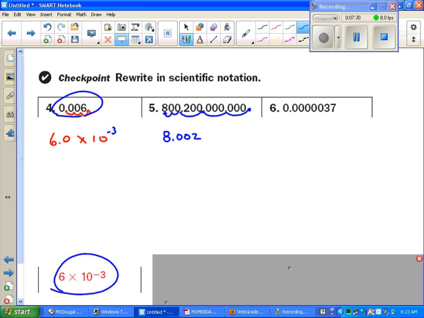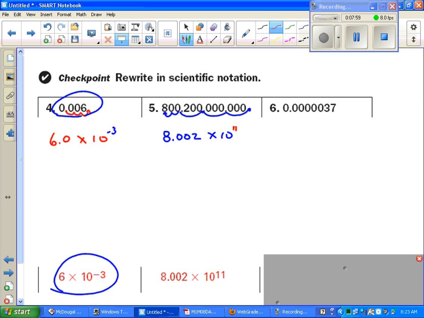People want to leave that 0.002 point off. That is a significant value, that 0.002. But notice that number 8.002 is between 1 and 10. That's what we were trying to get. So it's 8.002 times 10, and then it was a great big number. We moved in our number again, 3, 6, 9, 10, 11 times. So times 10 to the 11th power. 8.002 times 10 to the 11th.